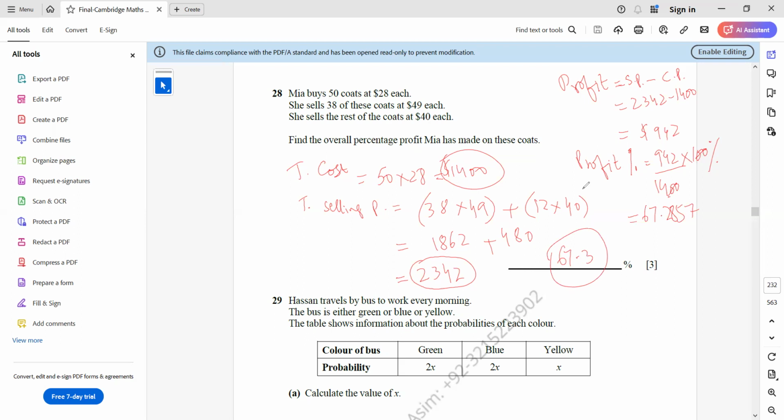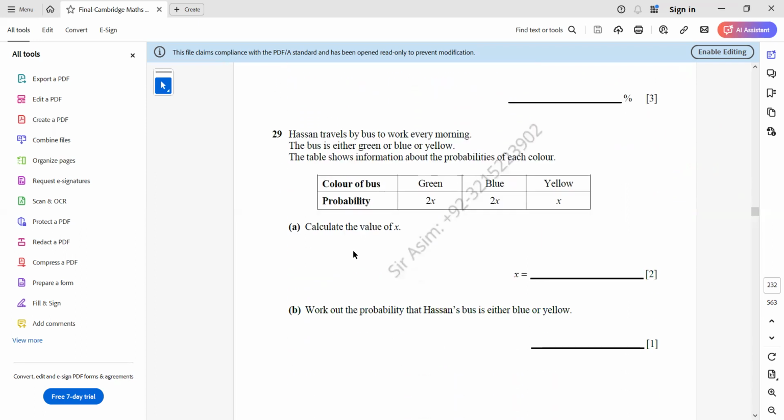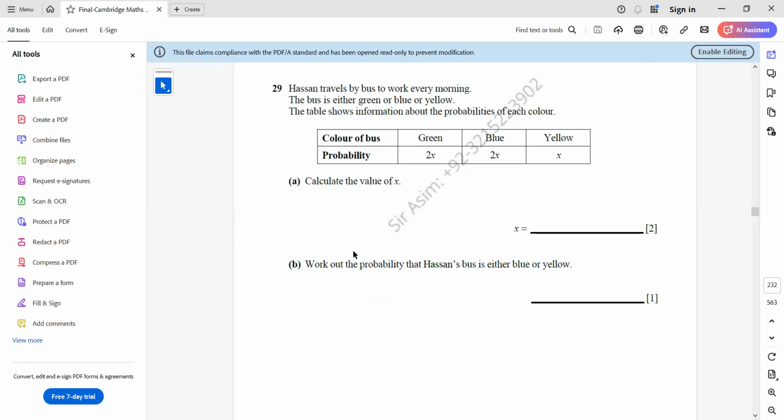With this, I start off with question number 29. A person travels by bus to work every morning. The bus is either green or blue or yellow. The table shows information about the probabilities of each color. Calculate the value of x. We know that the sum of the probabilities is 1. So 2x plus 2x plus x should be equal to 1. So 5x equals 1. So the value of x is 1 by 5. Or you can write it in decimals also, 0.2.